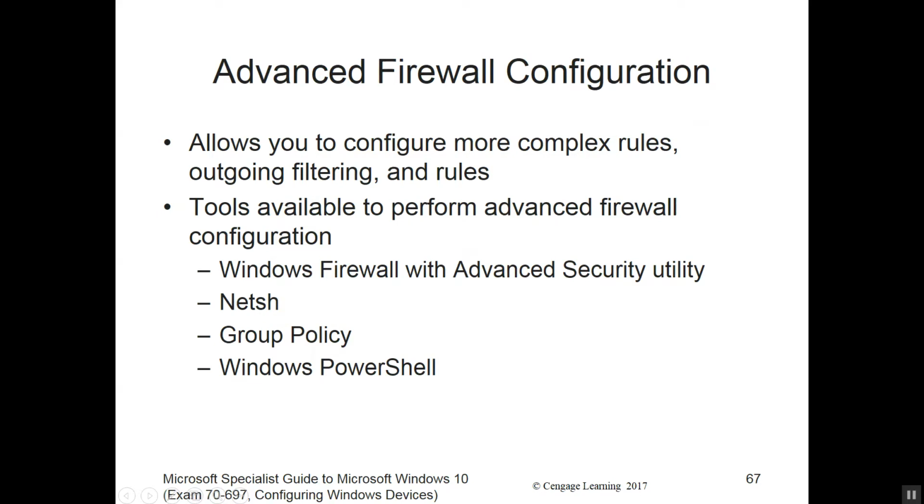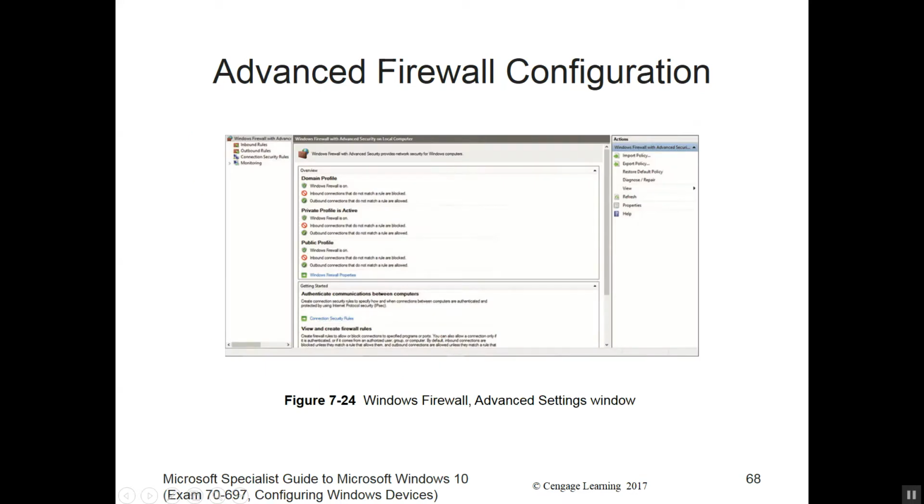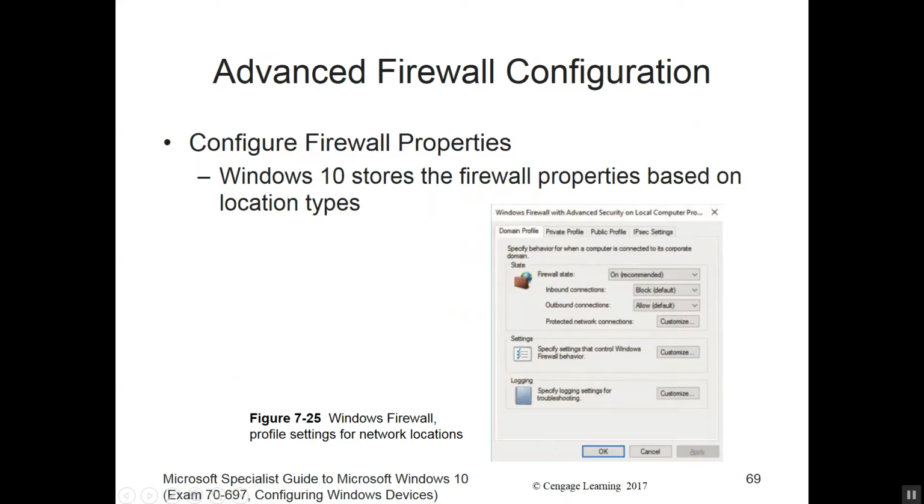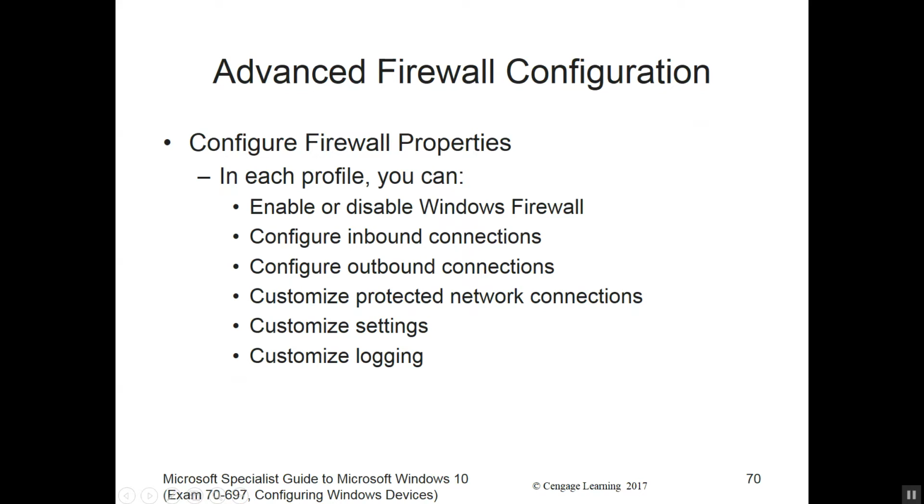We've got advanced firewall configuration, which allows us to configure more complex rules, outgoing filtering, and different rules. So here's another shot of it when it comes to the advanced firewall configuration and how we go configure the specific properties associated with the firewall. How I can enable or disable Windows Firewall, configure inbound connections, configure outbound connections, customize protected network connections, customize settings, and customize logging in each profile of the Windows Firewall properties.